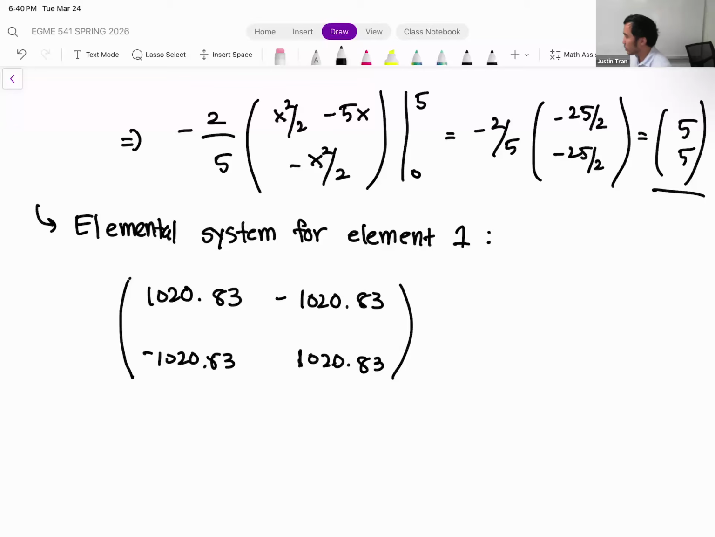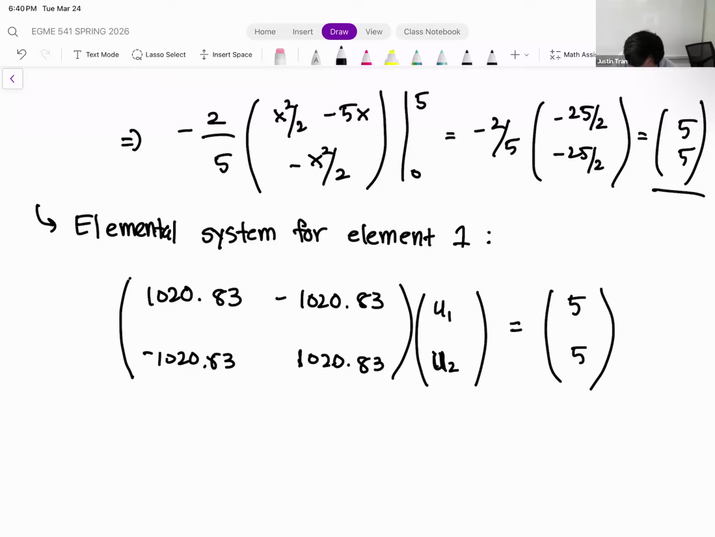So just like we did in our direct stiffness problems, remember, we have to indicate which degrees of freedom are being acted on by this element, okay? So for this particular element, we're being acted on by U1 and U2, okay? So those are our degrees of freedom. And this is set equal to our element forcing vector that we just determined, which is 5 and 5.